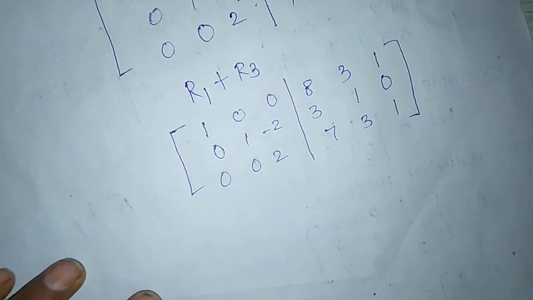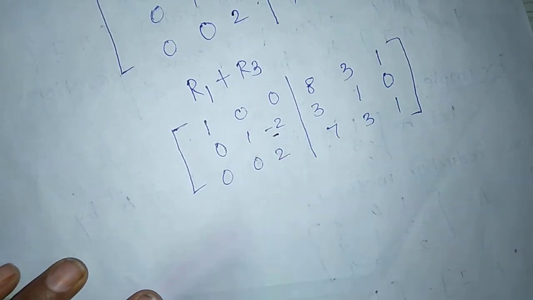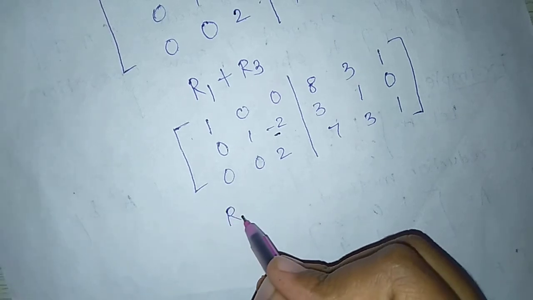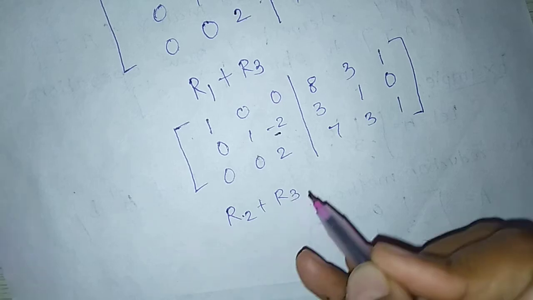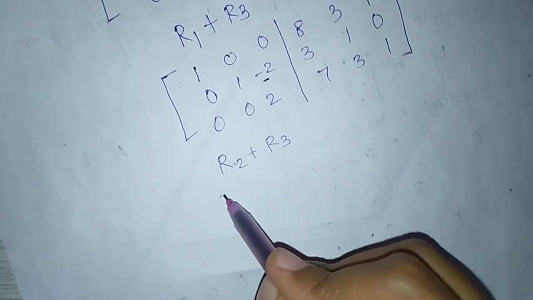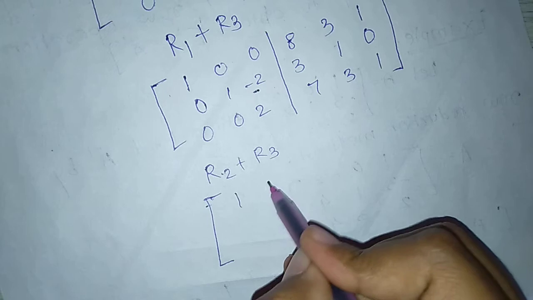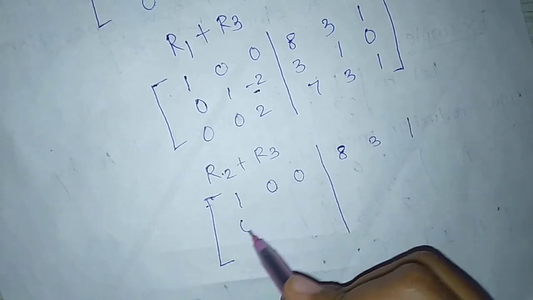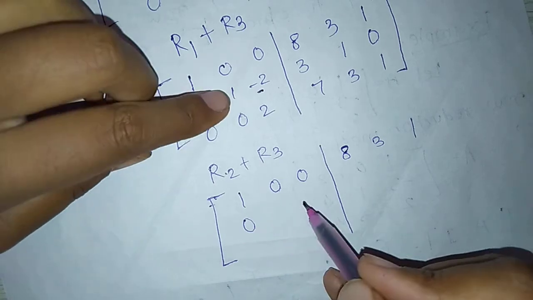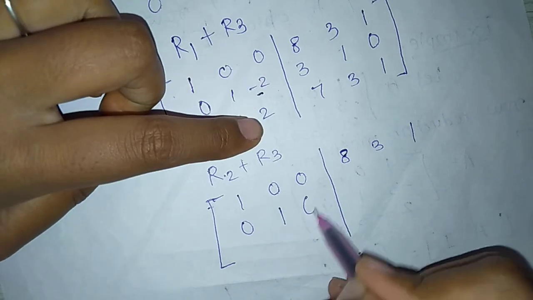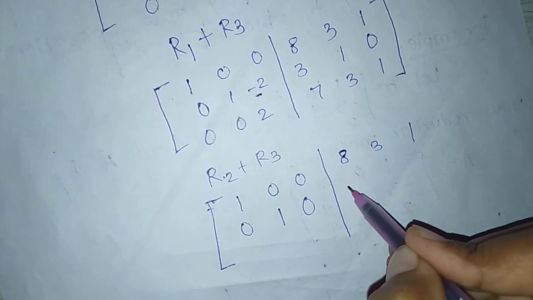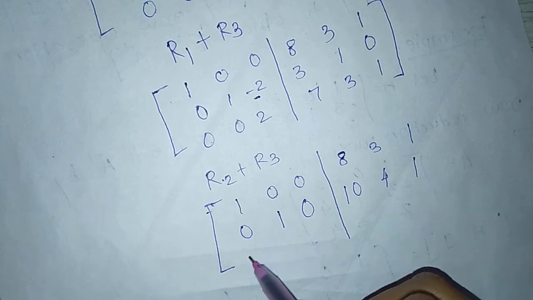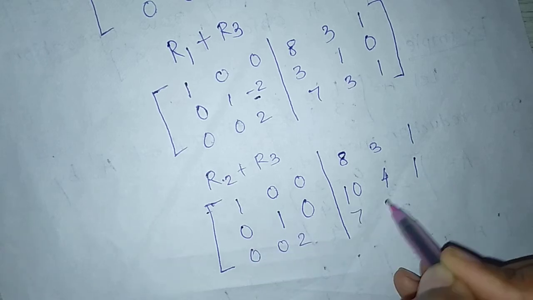Now minus 2 changes into 0. R2 plus R3, we get the first row as it is, 0 plus 0, 0, 1 plus 0, 1, minus 2 plus 2, 0, 3 plus 7, 10, 1 plus 3, 4, 0 plus 1, 1. Third row as it is.